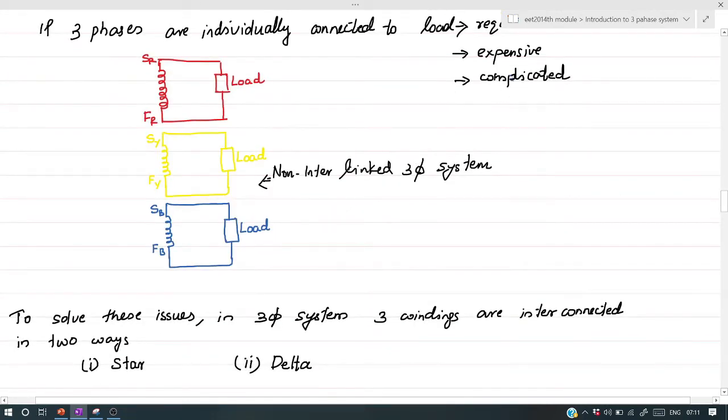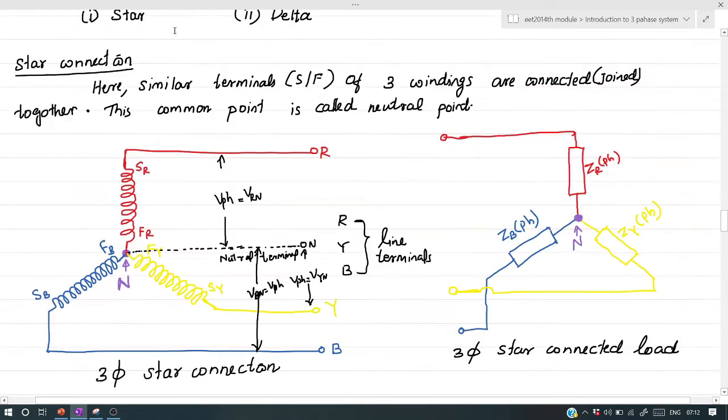To solve this expensive and complicated system, we will go for two types of interconnection, that is star connection and delta connection. Star connection is also known as Y connection and delta connection is also known as mesh connection. In star connection, similar terminals, that is starting or finishing of the windings of three windings, are connected or joined together. So it will form a common point that is known as neutral point like this.